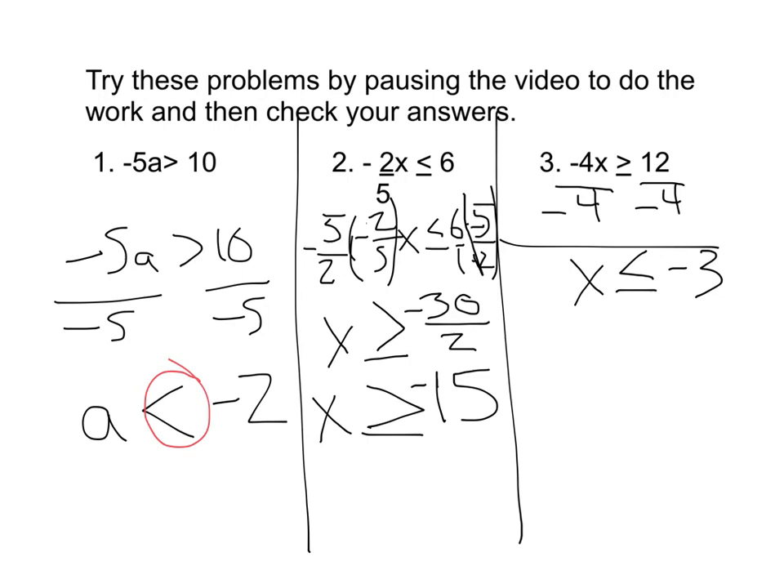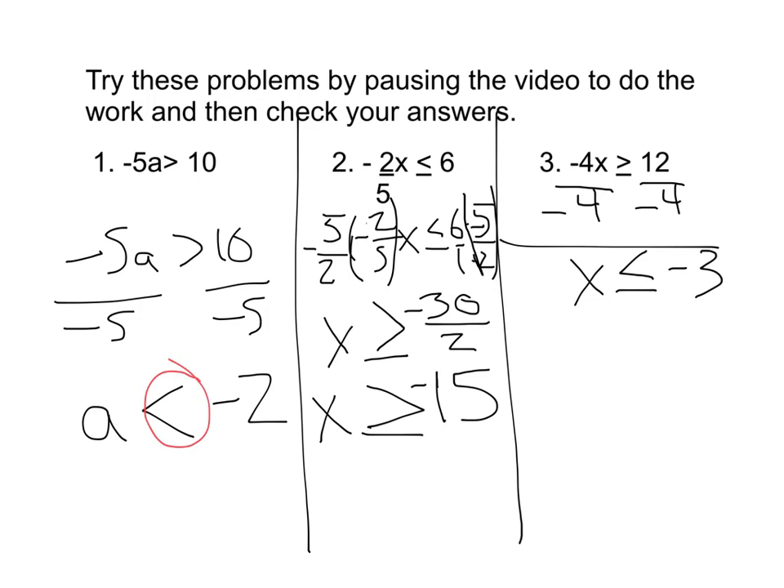For number 2, I'm left with negative 2/5 times x is less than or equal to 6. For this problem I multiply by the negative reciprocal, so I get x by itself, so I multiply negative 5/2 by both sides. Once I multiply this out, I'm left with x is greater than or equal to negative 30/2. Once I simplify, I'm left with x is greater than or equal to negative 15.